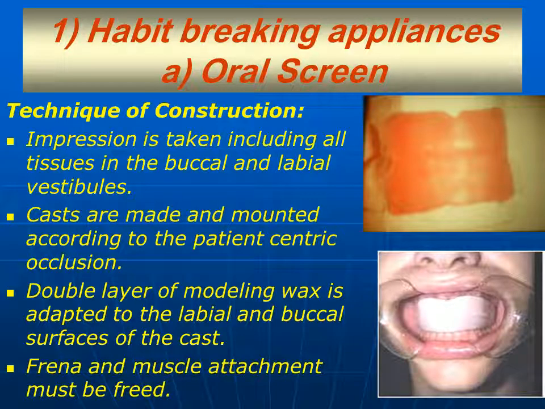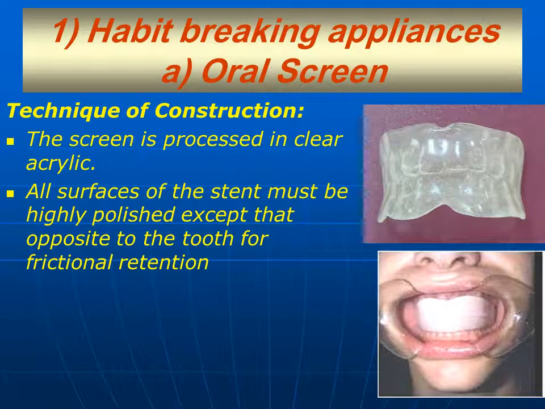How to construct: impression is taken including all tissues in the buccal and labial vestibules. Casts are made and mounted according to the patient's centric occlusion. Then, a double layer of modeling wax is adapted to the labial and buccal surfaces of the cast. Frena and muscle attachments must be freed. Then, the oral screen is processed in clear acrylic resin.